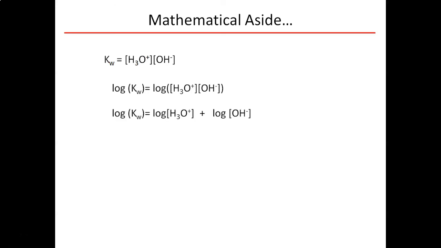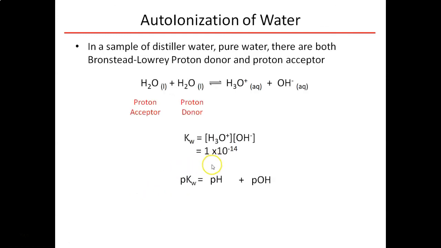So let's take a little mathematical aside. Don't worry about copying this. This is just so you can understand where a relationship that we've been using since last year came from. And we're going to use this relationship again. Our Kw is equal to the concentration of hydronium times hydroxide. Let's take the log of both sides. Then we'll apply one of our log rules. Then we'll multiply both sides by -1. We know this value is 1 times 10 to the negative 14. We can call that pKw, plus pH plus pOH. And we know this value becomes 14. So 14 is equal to pH plus pOH.